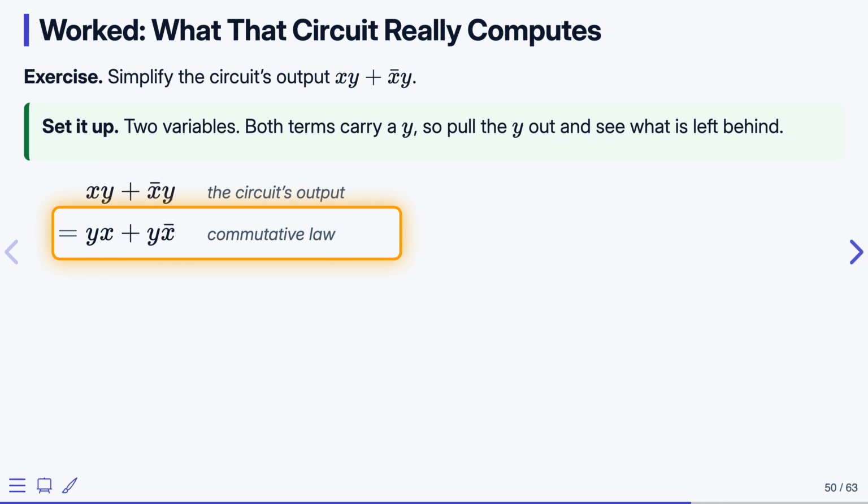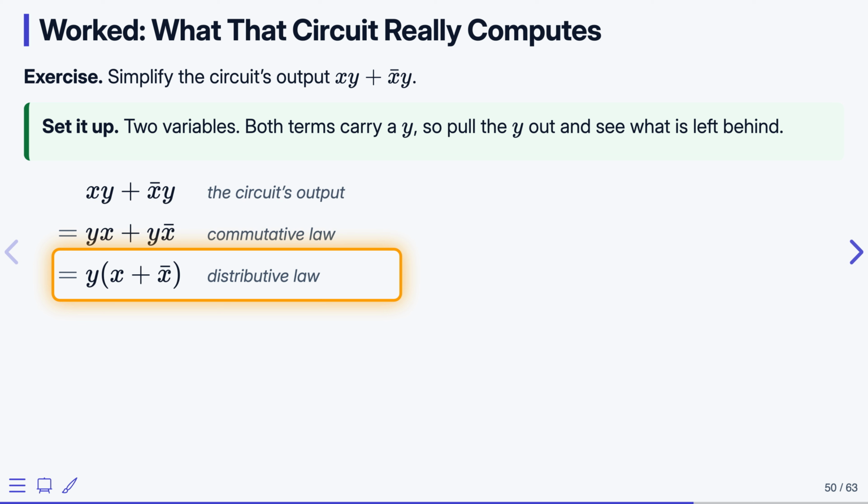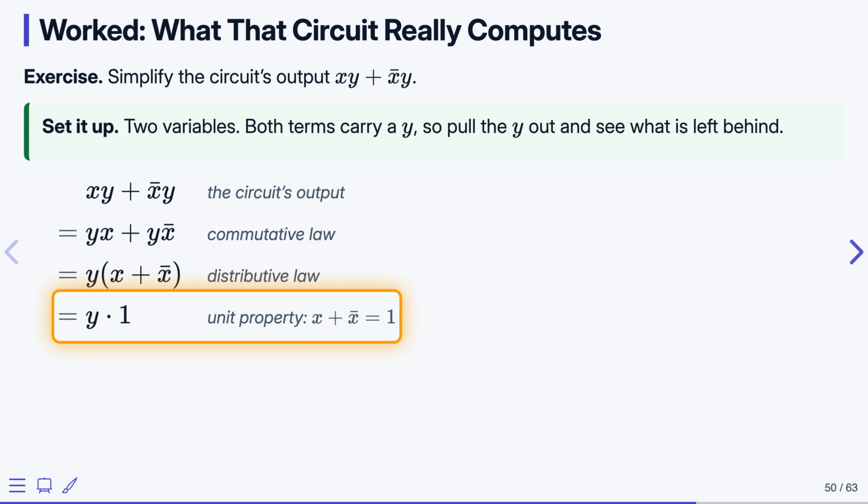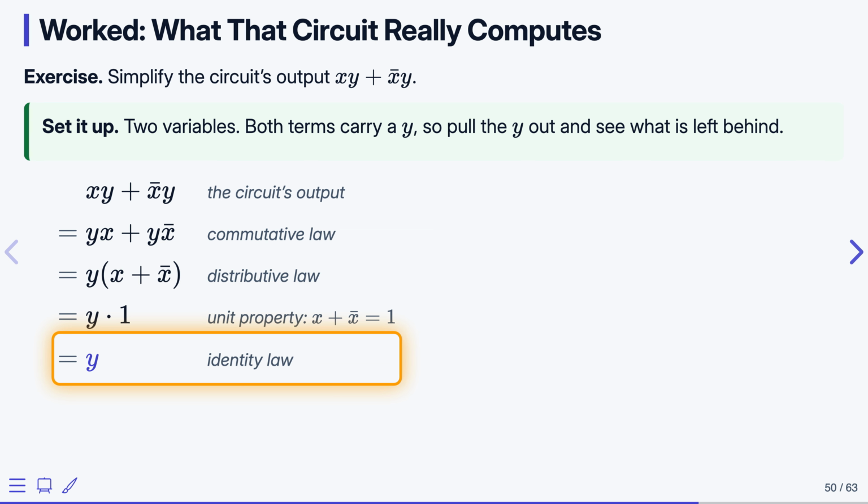Step 1. The commutative law. Swap the letters in each product so the y comes first. Step 2. The distributive law. Pull the y out of both terms. What is left inside the bracket is x plus bar x. Step 3. The unit property. It says a variable plus its own complement is always 1, so the bracket is 1. Step 4. The identity law. y times 1 is y, so the whole 4-gate circuit computes nothing but y. You could throw all 4 gates away and run a plain wire.